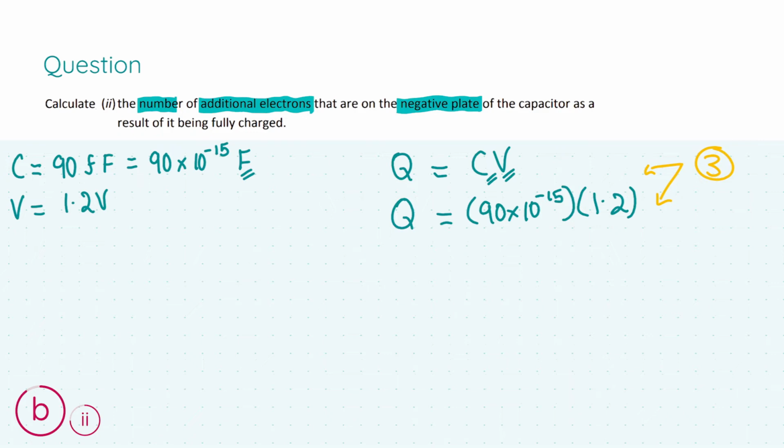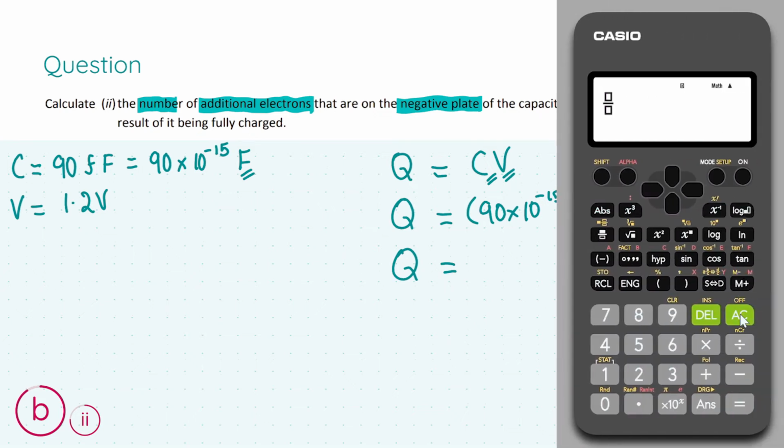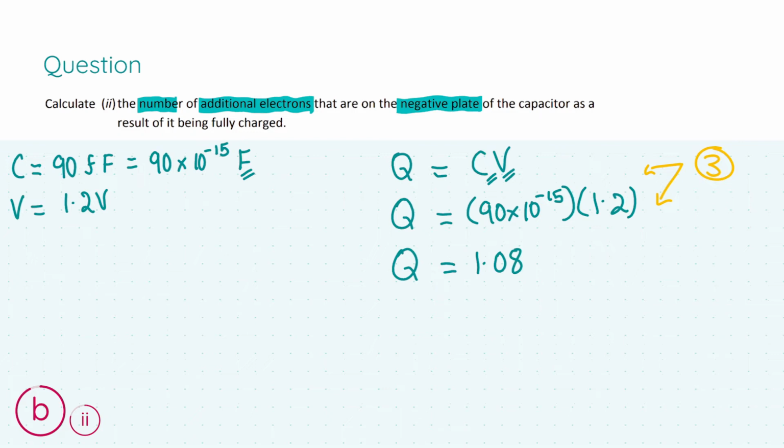So let's first calculate the accumulation of charge, which is just going to be 90 times 10 to the power of minus 15, again using brackets because we have scientific notation here, it's just a lot cleaner on the calculator, times 1.2 volts equals roughly 1.08 times 10 to the power of minus 13 coulombs. Please do not forget your units on the coulomb. It just helps you keep track as you're going through the solution. And this answer will get you 2 marks.